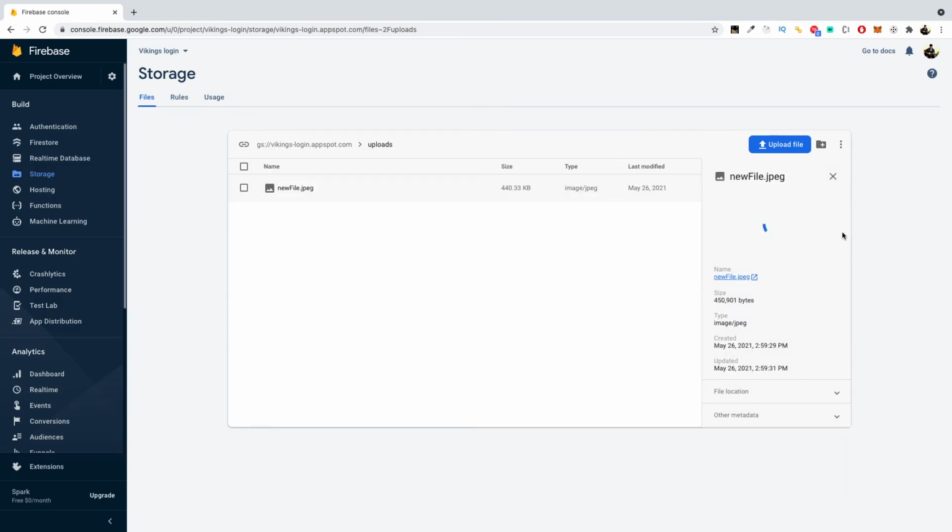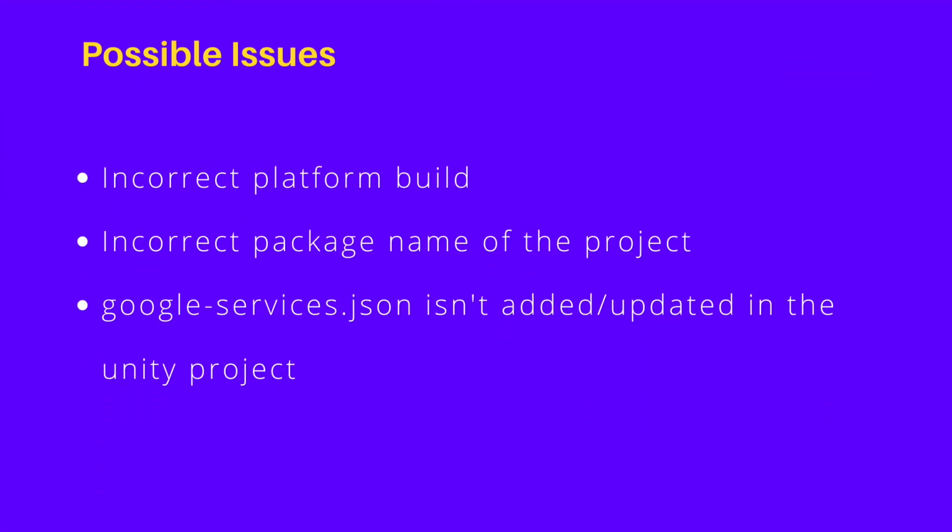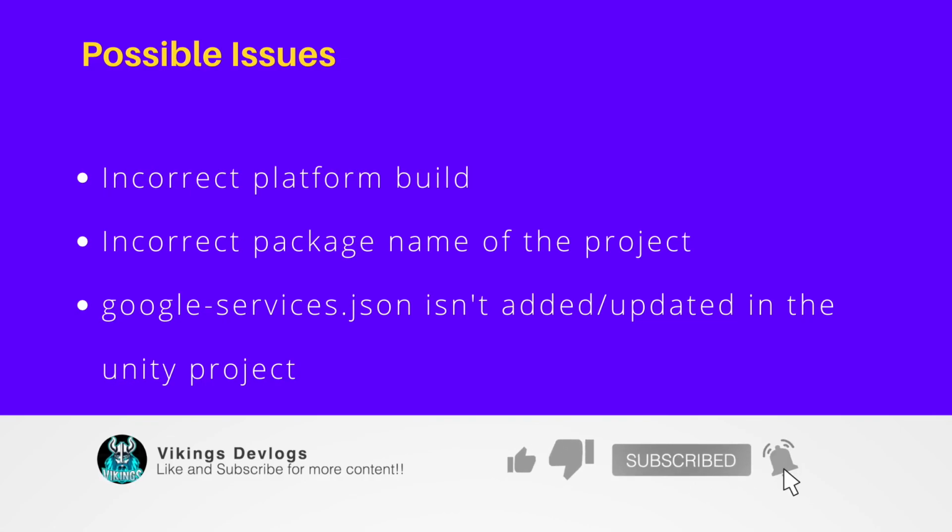If you're facing issues with Firebase, ensure that you're using the Android platform in build settings, the package name is same as what you had saved in Firebase, and the Google services.json file is up to date in your project. If you're still facing some issues, do let us know in the comments section below.